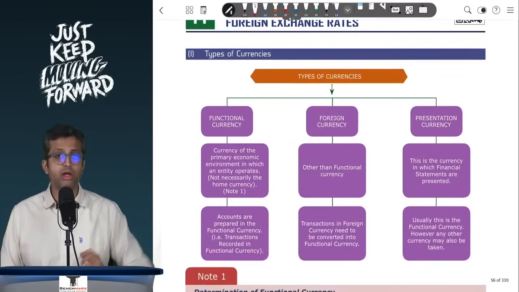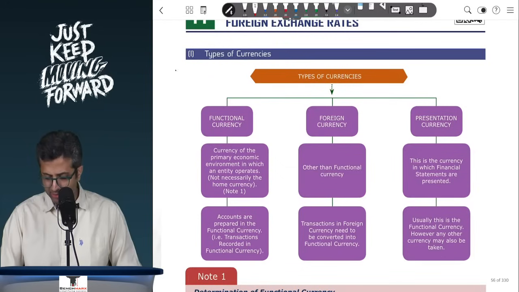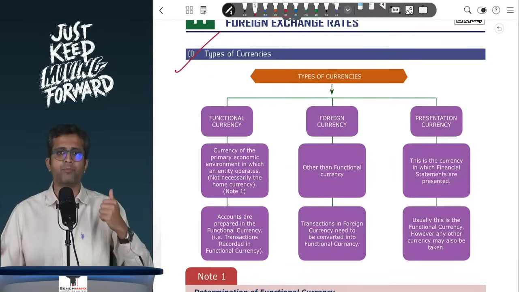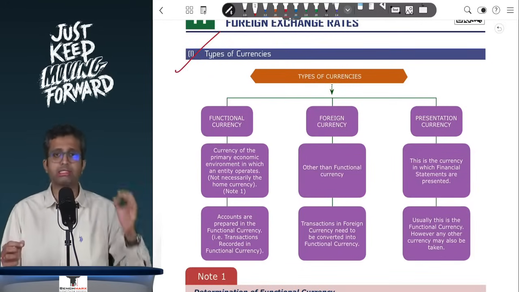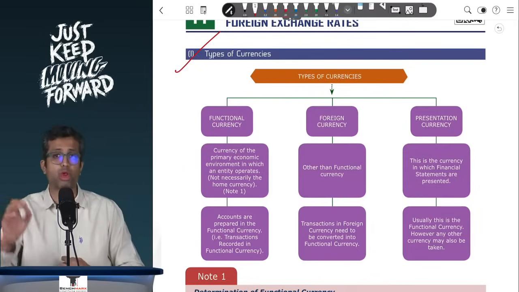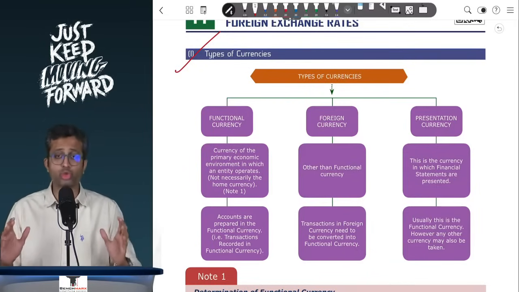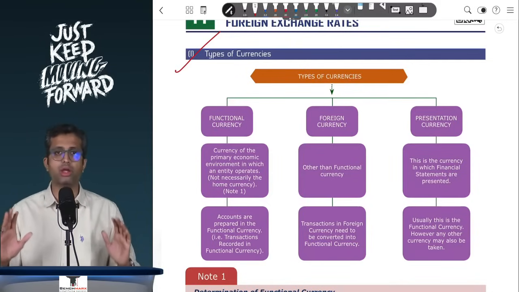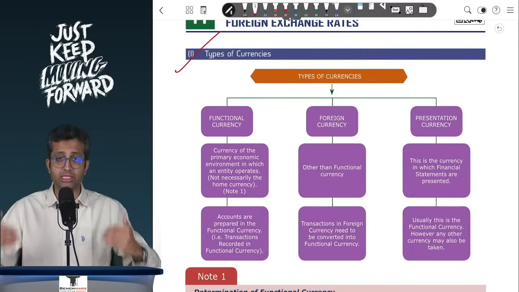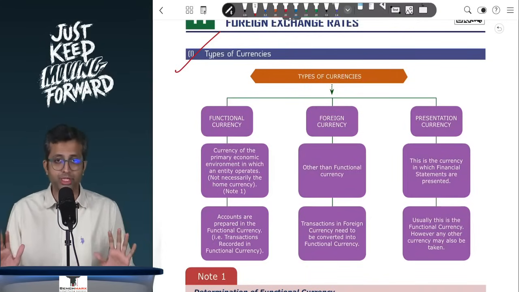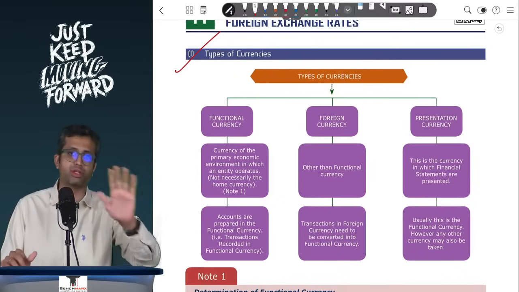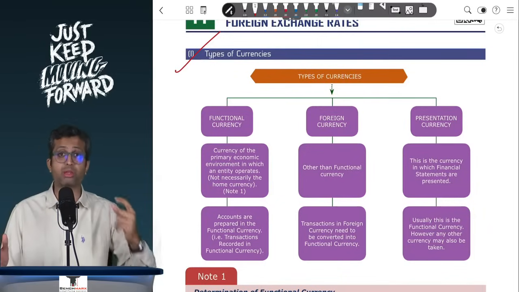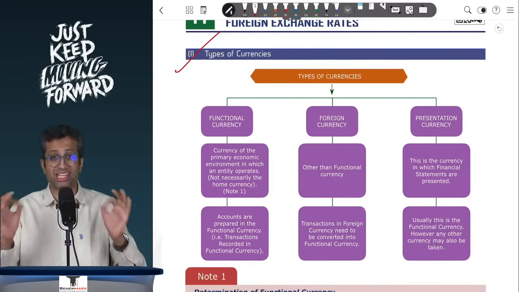So let's get started. First of all, when I look at the types of currencies, there are three types of currencies over here. First is a functional currency. This is defined as a currency of the primary economic environment in which an entity operates. Usually the natural thought process is that if I'm an Indian company, my domicile, that is India, would define my currency, that is rupees. Now, as per IND 21, that is not necessarily the case. Where you are registered does not really matter. The primary economic environment in which you operate is what matters.